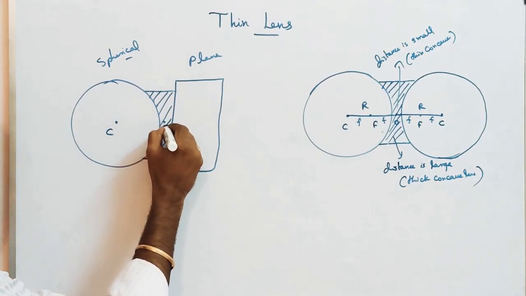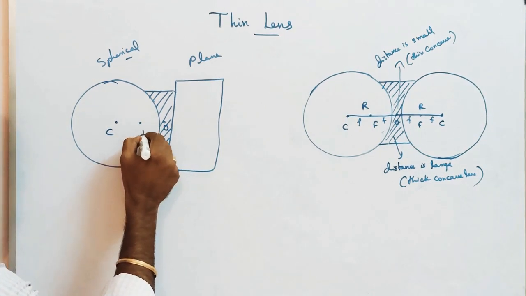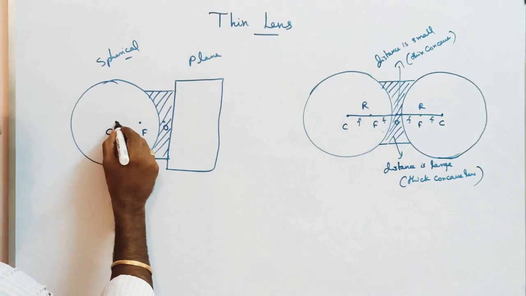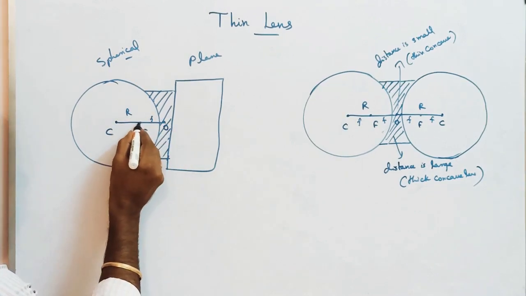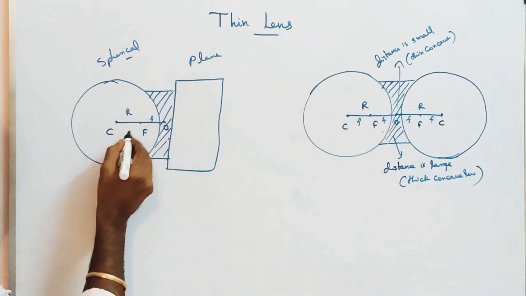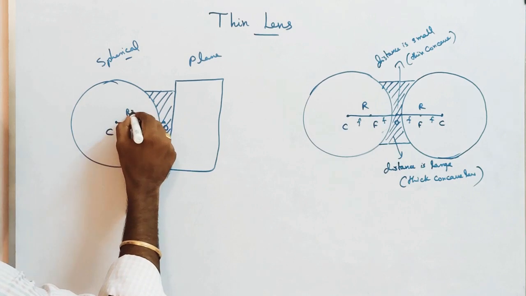This is the optical center, and the midpoint is the focal point or focus. The distance is the radius of curvature. The distance between the focus and the optical center is equal to the distance to the center of curvature. So R is equal to F.